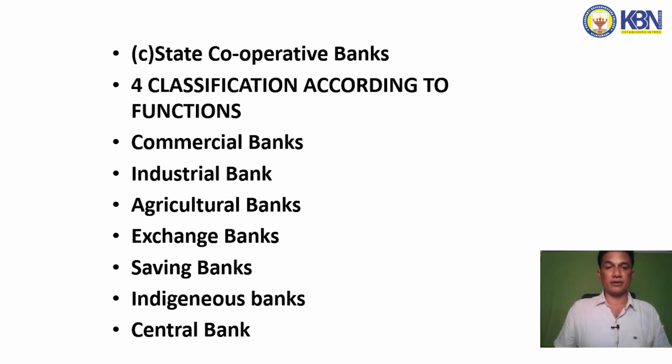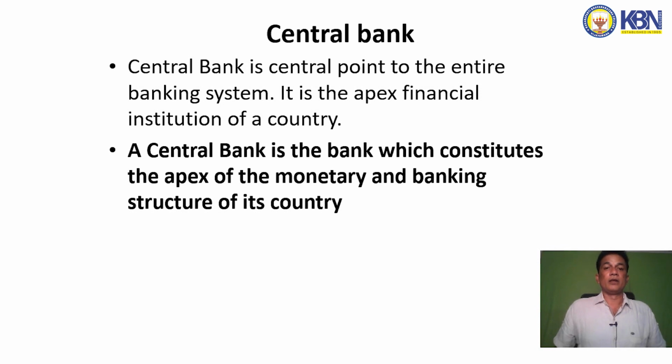Central bank: one nation, one bank, that is called the central bank. Every country has a central bank. It is the apex financial institution of any country. Now we are going to discuss the central bank. The central bank is the central point of the entire banking system. It constitutes the apex of the monetary and banking structure of its country. Without a central bank, no other bank is monitoring the entire country. That is the reason a central bank is essential for any country, to monitor and coordinate government and banks, to regulate banks, and to make policies.